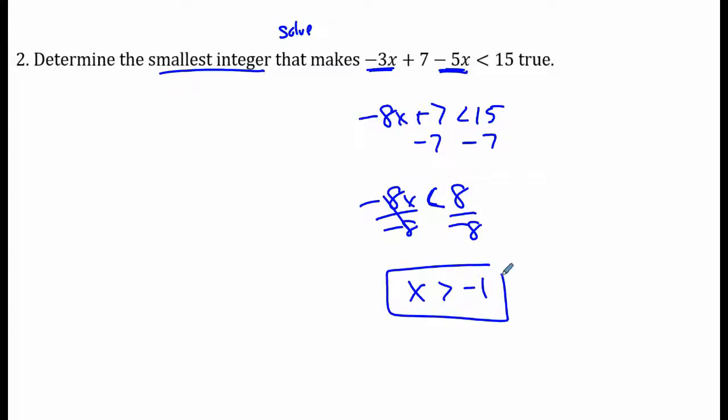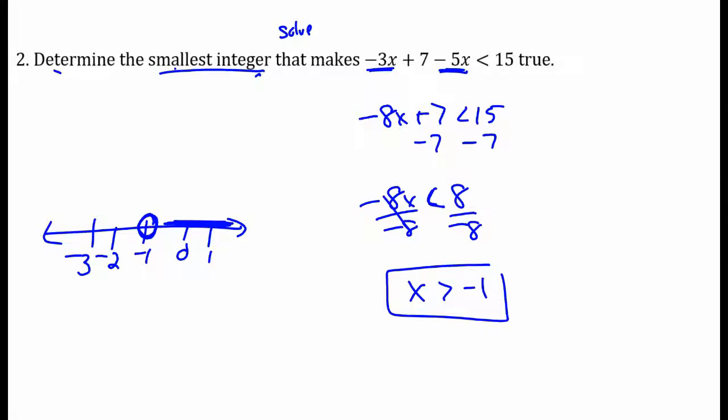But I haven't answered the question, what is the smallest integer? Well, x is bigger than negative 1. Here's negative 1. I can't touch it, but I need to be bigger than it. What is the smallest integer that makes this true? Well, it's not negative 1, so my answer is going to be 0. 0 is the smallest. Be careful. Solve the inequality, but make sure you're actually answering the question that they're asking.